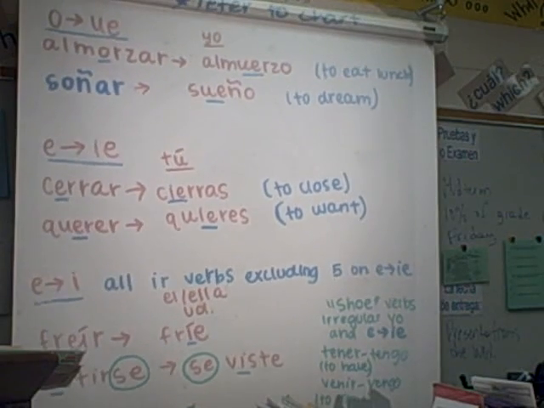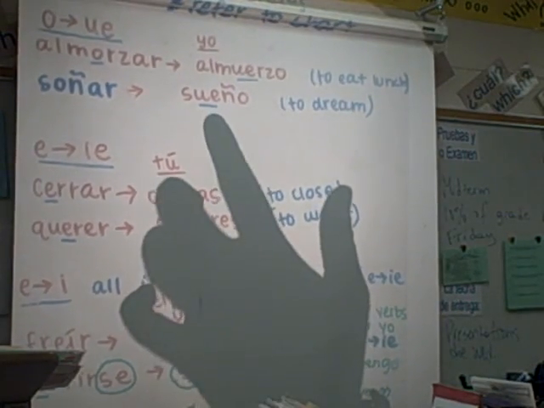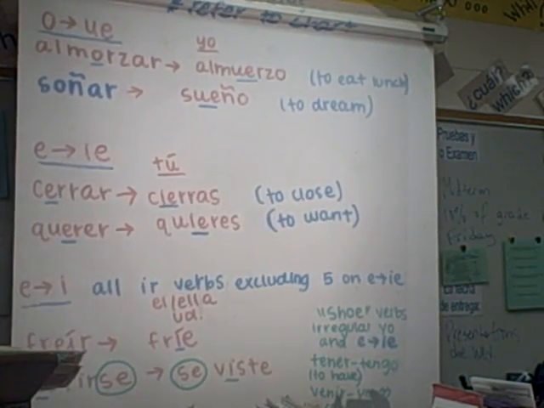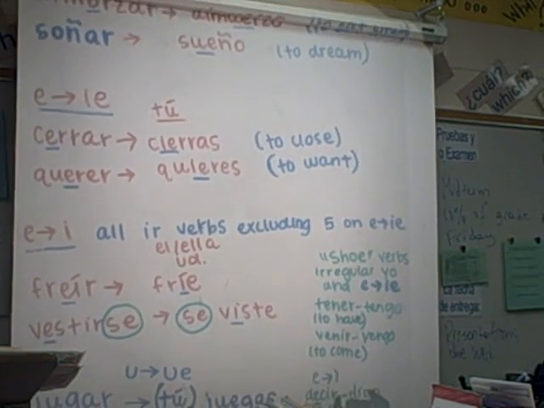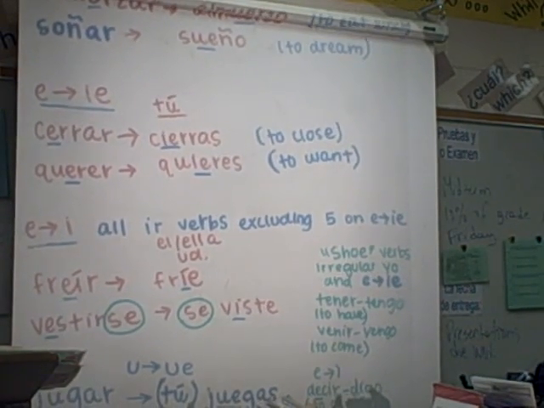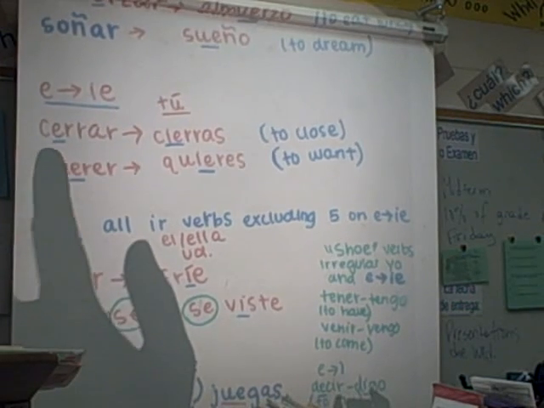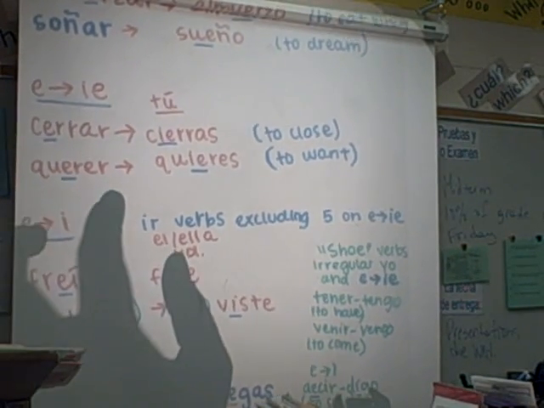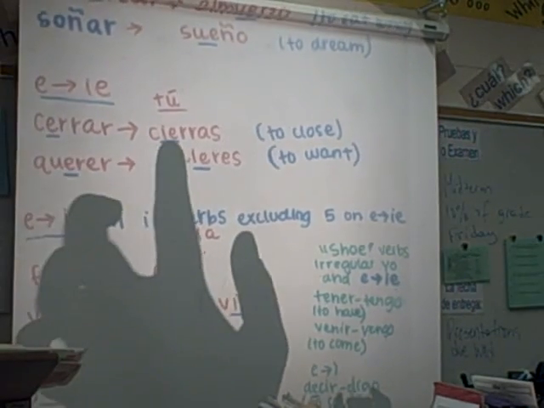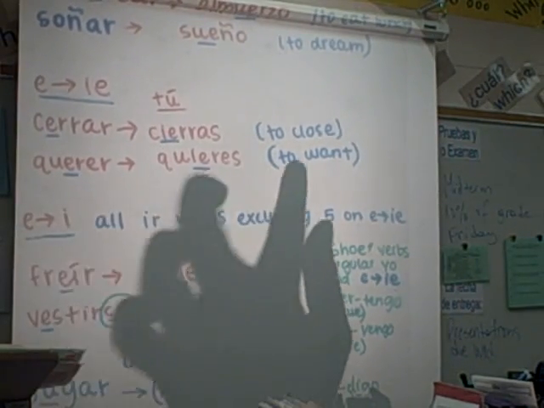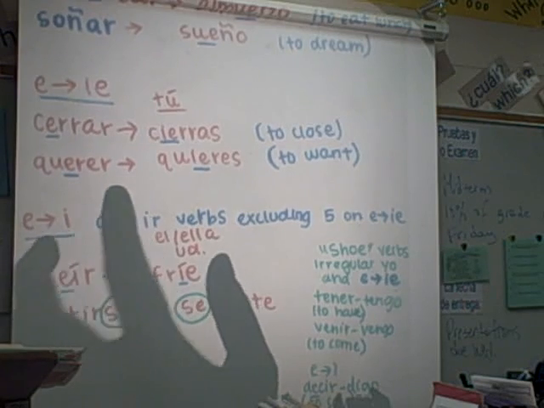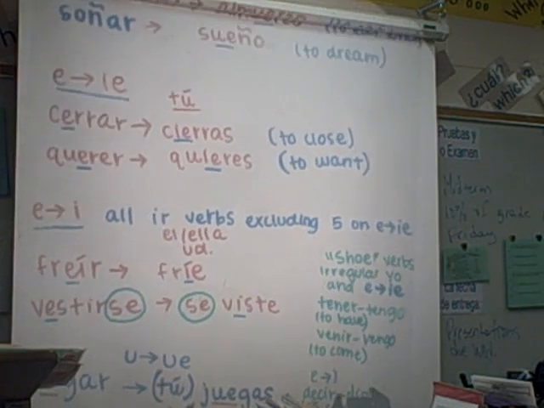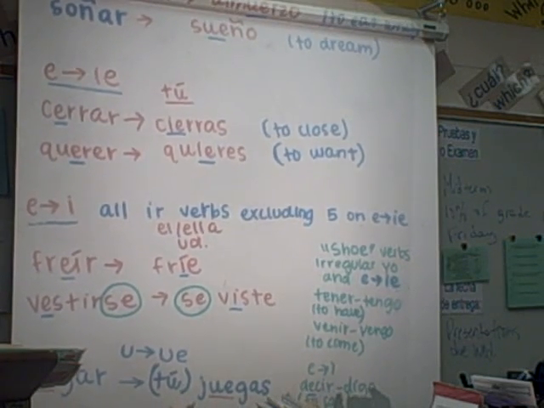And with soñar, which is to dream, yo sueño, the O changes to UE. Then we have E to IE, so cerrar and querer. For the tú form, the E changes to IE, so it's cierras. And then querer, the tú form is quieres, and the E changes to IE.